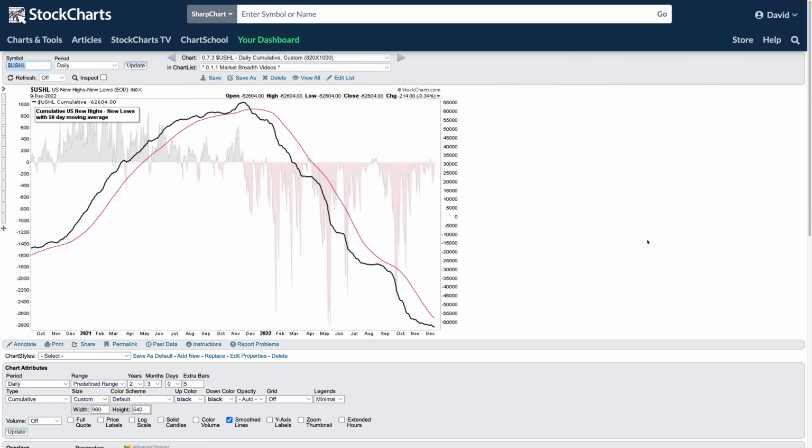The cumulative line shows it very, very clearly. This has a 50-day moving average on it, so crossovers above and below are the signals that I use on these ones. In December 2021, it turned onto a negative. We've been in a stage 4 environment ever since, and not even got anywhere near that 50-day moving average.